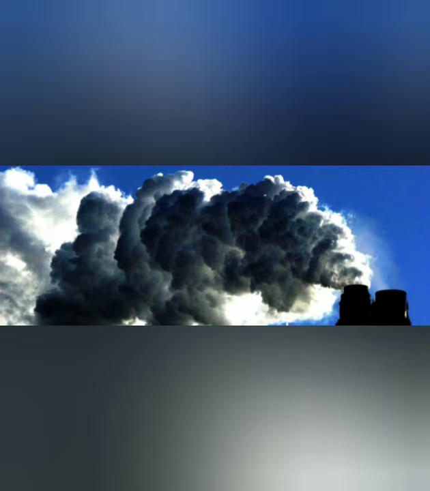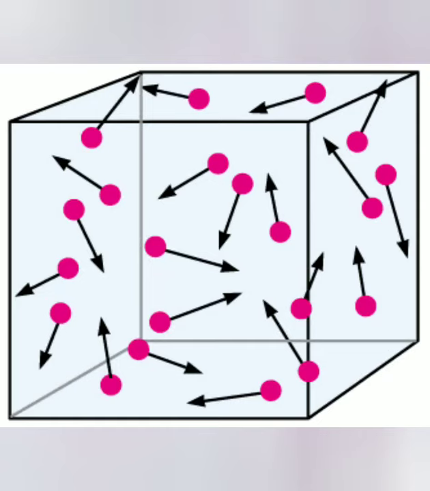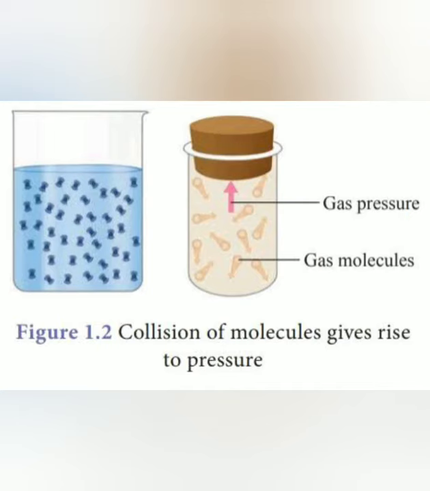Next property, gases exert pressure. Pressure of a gas is because of the hits which its particles record on the walls of a container. That is, when a gas is placed in a container, the particles of the gas are going to hit the wall. Since particles in a gas have high kinetic energy, they strike the walls of the container with more force. As a result, they exert pressure.